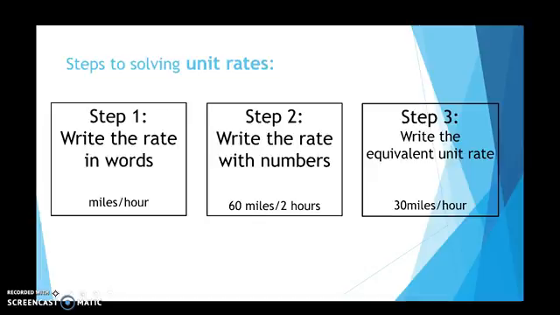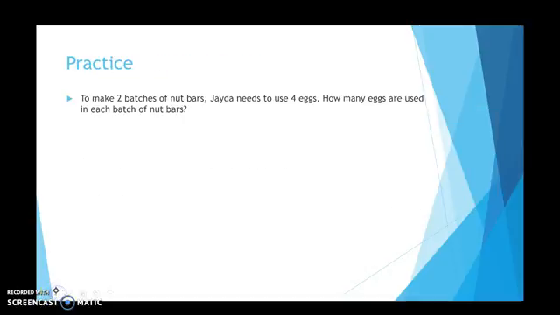Step 2 is going to be write the rate with numbers. So for example, 60 miles over 2 hours. And then step 3 is to write the equivalent rate, equivalent unit rate. Okay, so now an example.